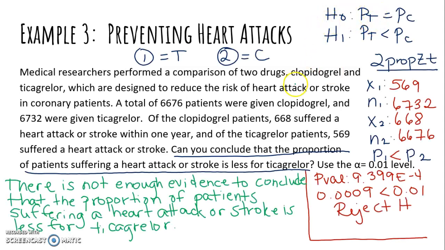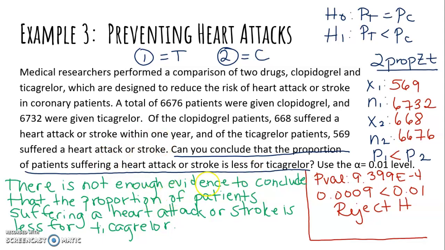Okay, we ran a 2-prop z-test. We said our null was the proportion of the T drug is equal to the proportion of C drug. The alternate statement was the proportion of the T drug was less than the proportion of C. I made my x1 and n1 the T drug, and my x2 and n2 the C drug. I'm going to put that data in with a less than sign. I found a p-value to be 9.399e negative 4, which is 0.0009 when expanded to a regular number, which is less than 0.01, so we rejected the null.